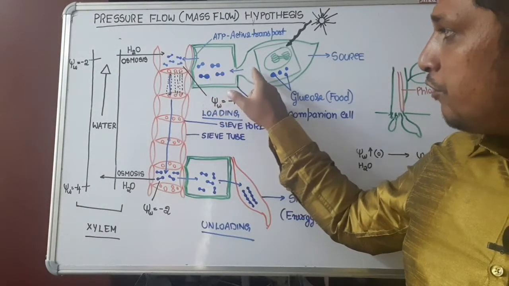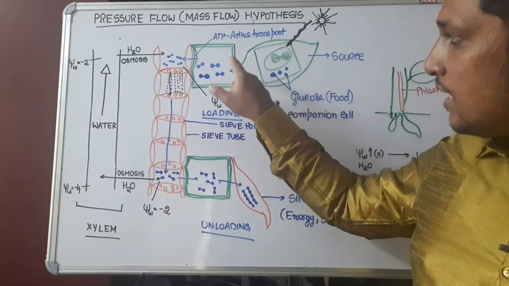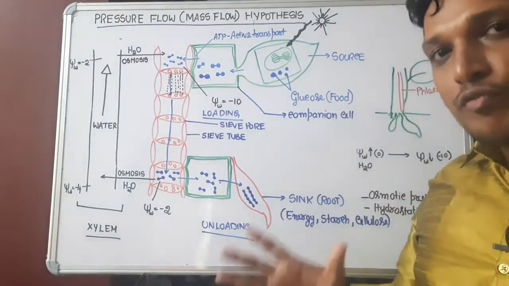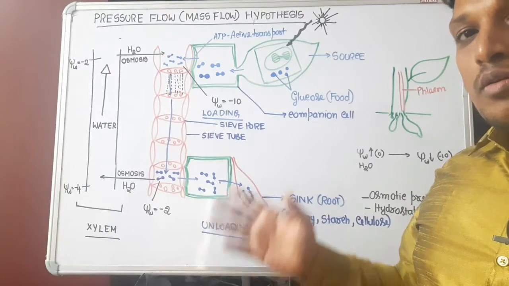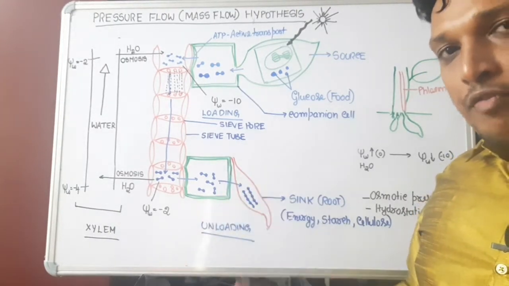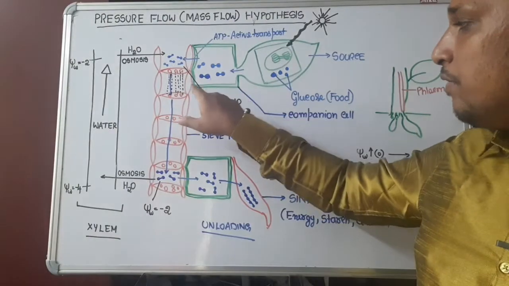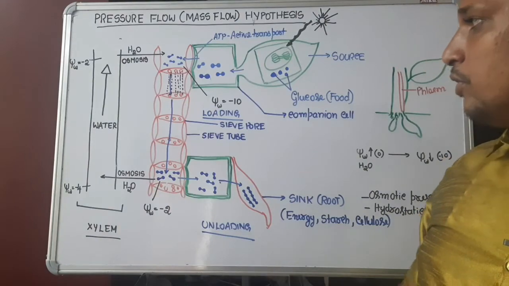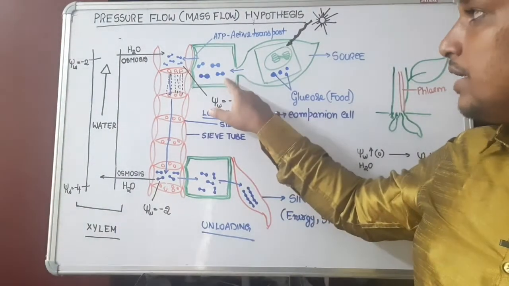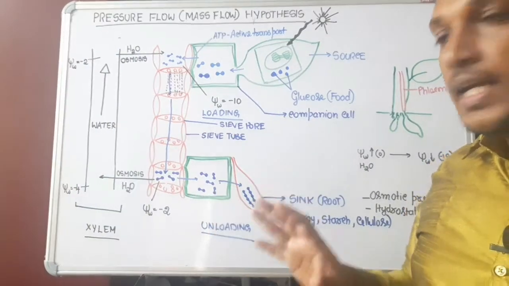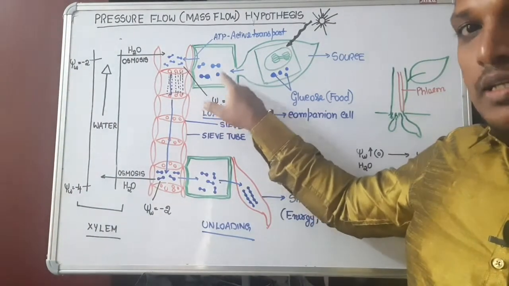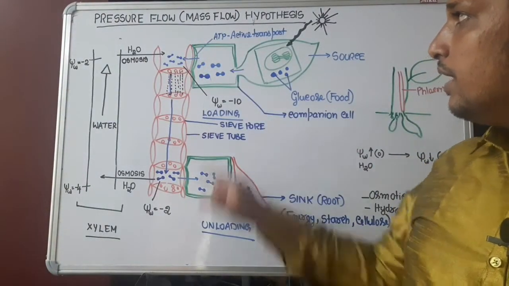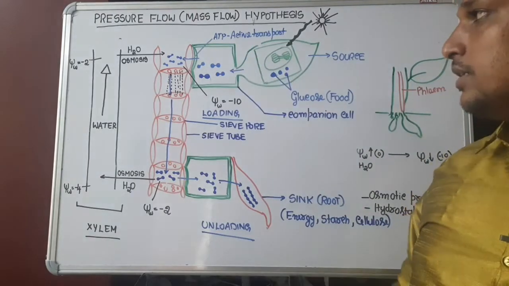Sucrose from the leaf is transported into the companion cell first. Phloem has 4 components: sieve tube, companion cell, phloem fiber, phloem parenchyma. The companion cell is closely associated with the major transporting tissue located in the phloem, that is the sieve tube. How is it transported? Active transport. Active transport in the sense of pumping using ATP. Sucrose from the companion cell is transported into the major conducting element, that is the sieve tube. Again it is active transport using ATP, pumped.